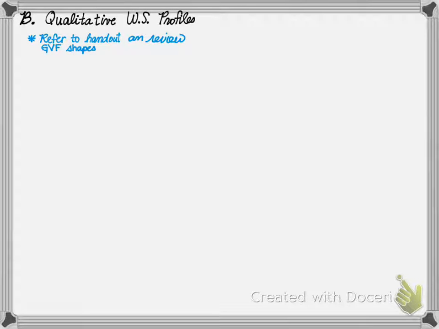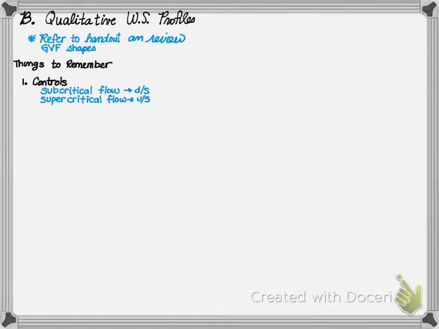When qualitatively calculating water surface profiles, remember to, again, always pull out your gradually varied flow profile shapes. Remember the following things. When you're identifying controls, if the flow is subcritical, you must know the downstream control. And if it's supercritical, you must have an upstream control.